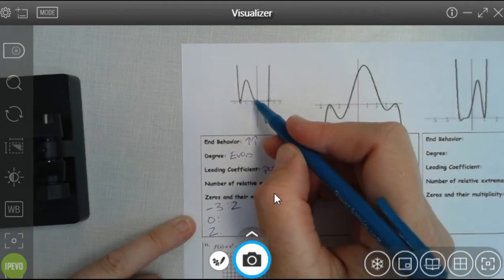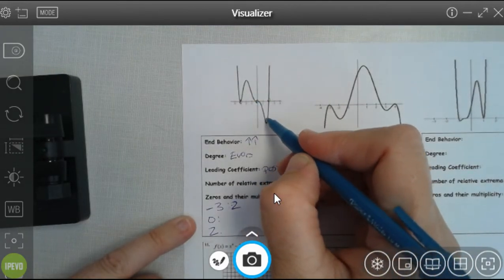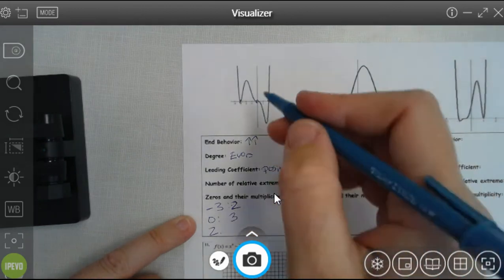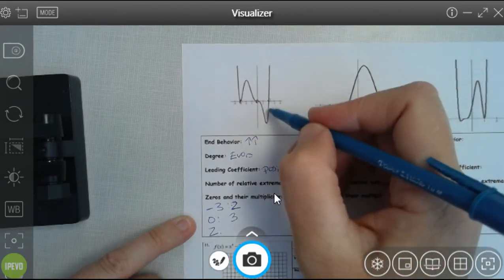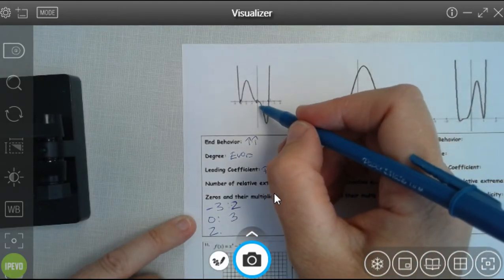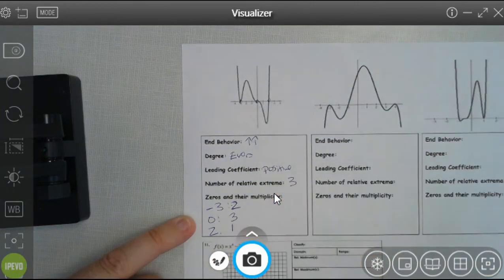This one, do you see how it kind of comes down and it swirls and goes through? That would make it a multiplicity of 3. See how this one directly goes straight through? That's what a multiplicity of 1 looks like. This is what a multiplicity of 3 would look like. So that's that right there.